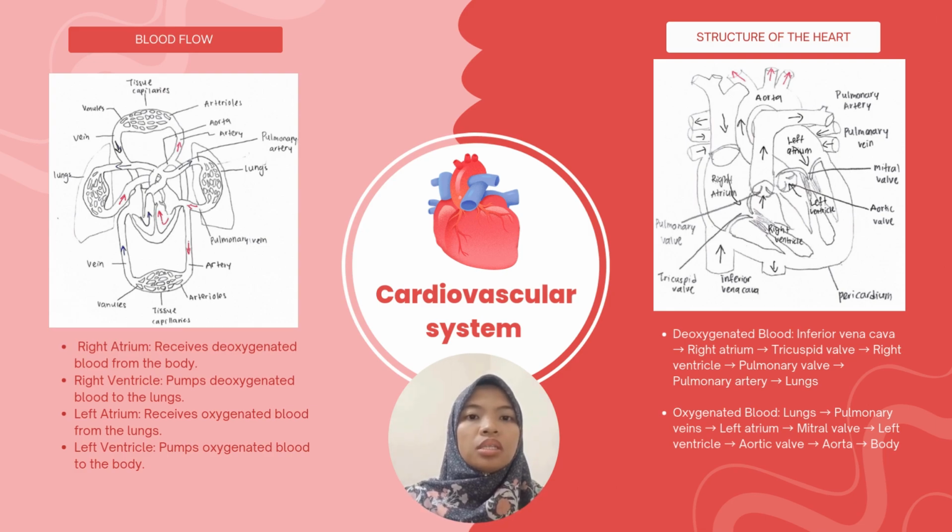So now oxygenated blood returns to the heart via the pulmonary veins into the left atrium. Blood enters the left atrium, and then when the left atrium contracts, blood flows through the mitral valve into the left ventricle, and then the left ventricle, which has a thick muscular wall, contracts and pumps blood through the aortic valve into the aorta. The aorta distributes oxygenated blood to the rest of the body.